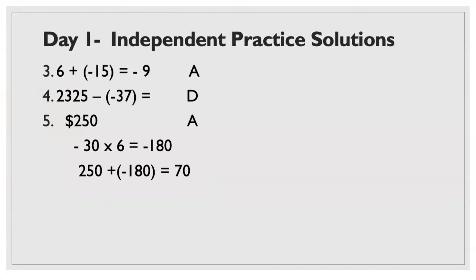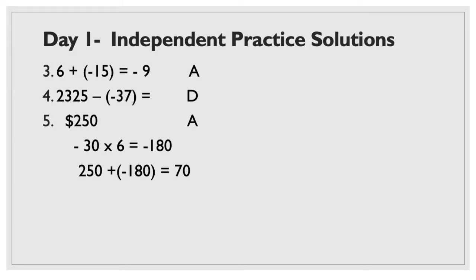Yesterday, we talked about just integer operations, and you were given three problems to do independently. Here are your answers to those three problems. So go ahead and check your answers. The first one was talking about the temperature. It started at 6 degrees, and then the temperature dropped 15 degrees, which is indicated here, 6 plus a negative 15, which gives us a negative 9 degrees at the end of the day, cold wherever that is.